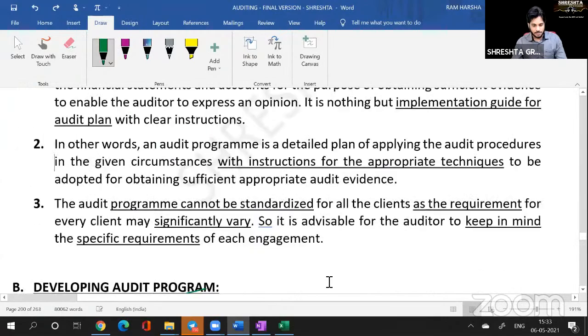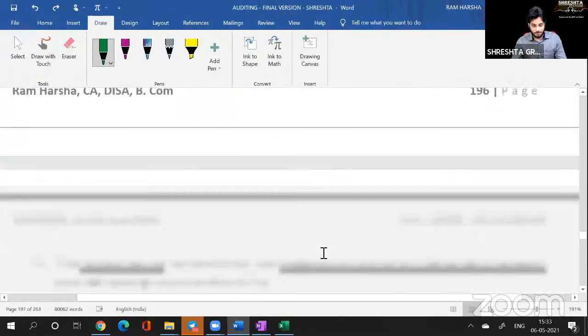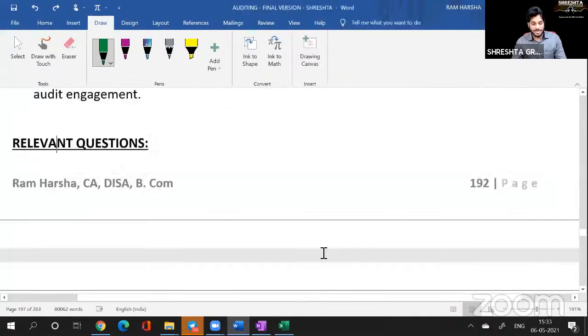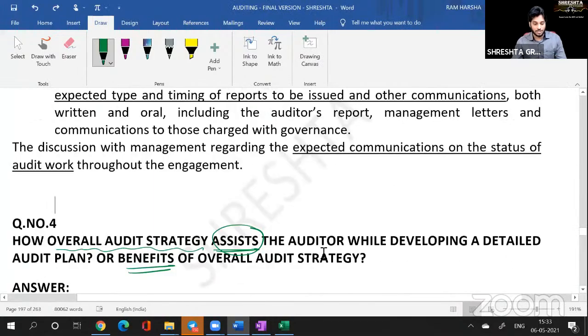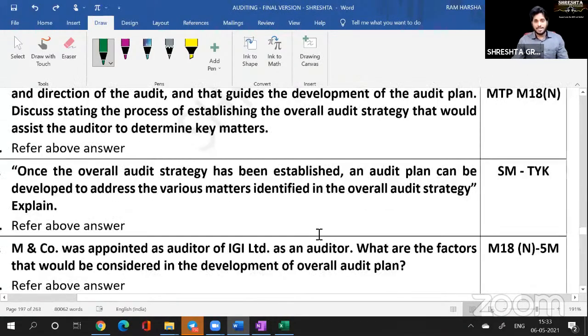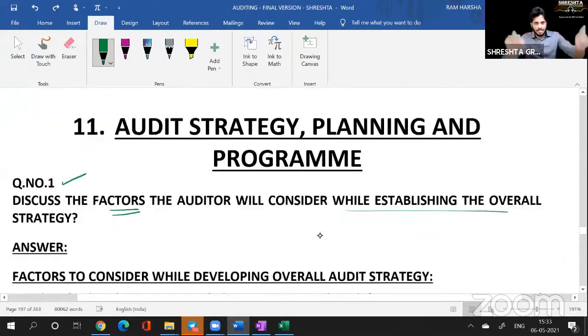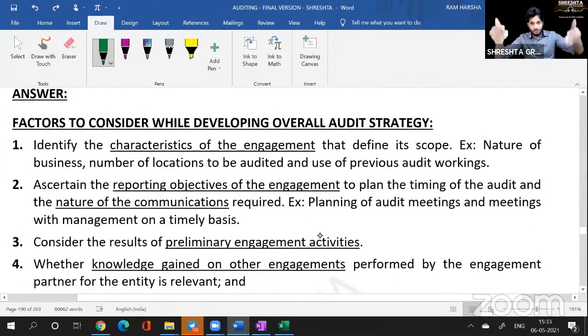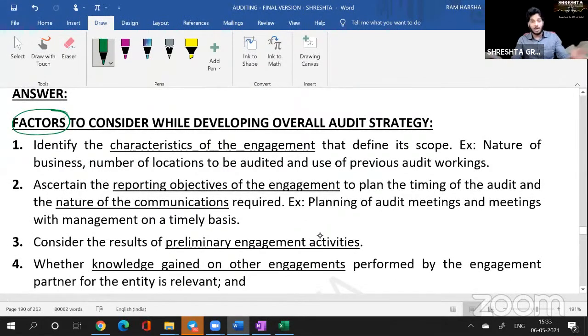If you look at the first question, how do we develop the overall audit strategy? Overall audit strategy we can develop by considering the following factors. By considering the following items, I can develop a strategy. What items will you consider before you decide on a control-based strategy or substantive-based strategy? Before you decide the strategy of the audit, what points do you take into account? First point, I will take into account the characteristics of the engagement.